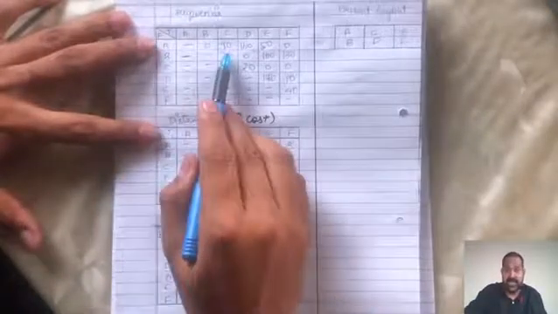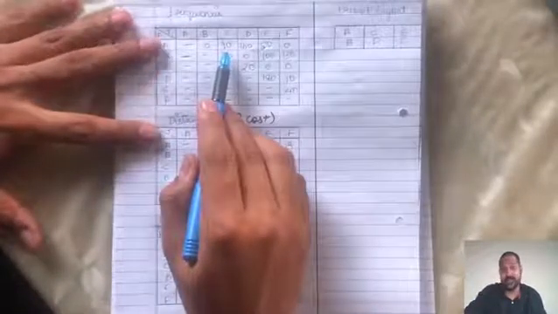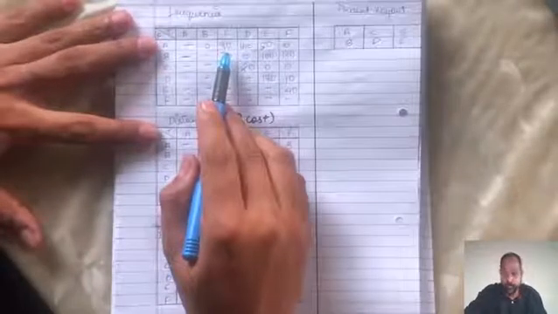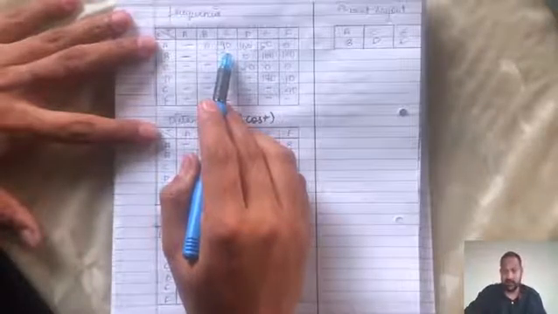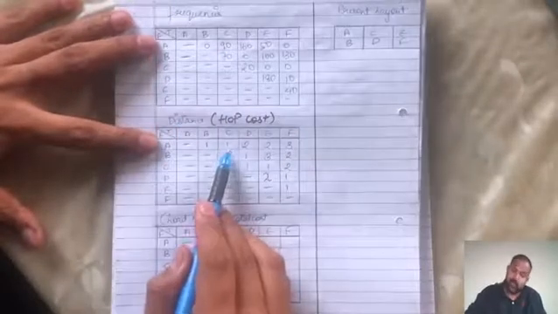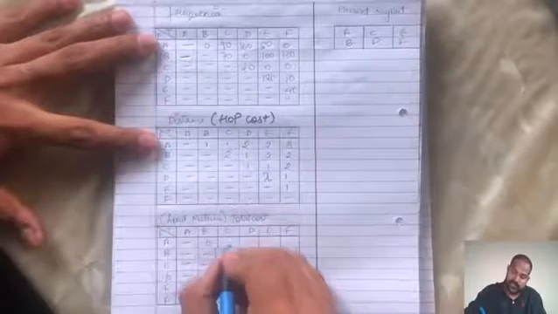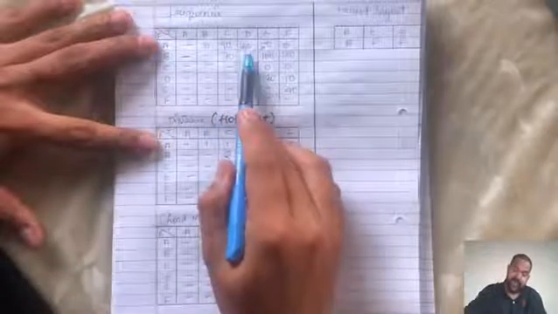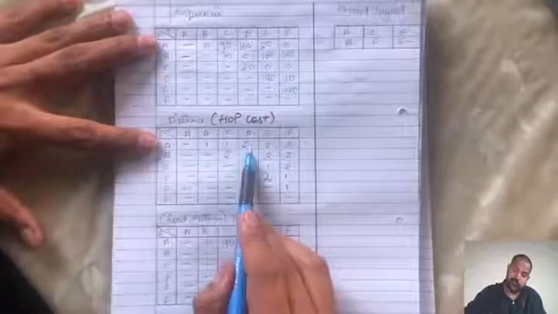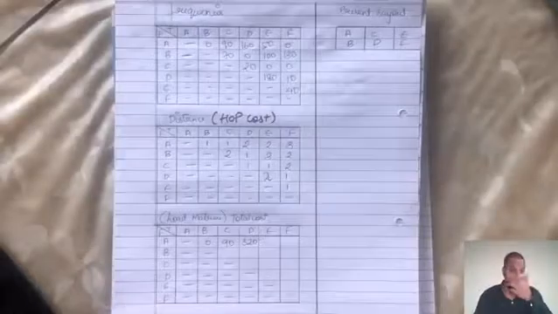A to C, I have to go 90 times, and the distance is 1. So the total distance is 90 into 1, which is 90. A to D, 160 times. The distance from A to D is 2. So I get 160 into 2, which is 320. I hope you've understood how to fill this up.